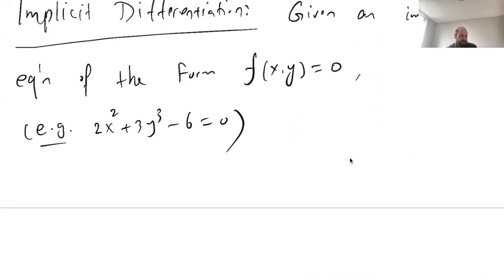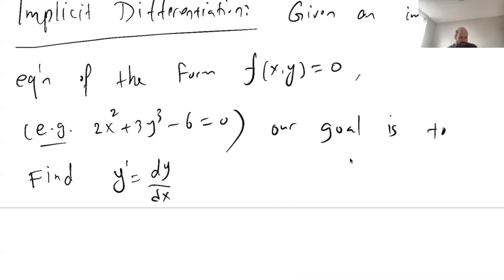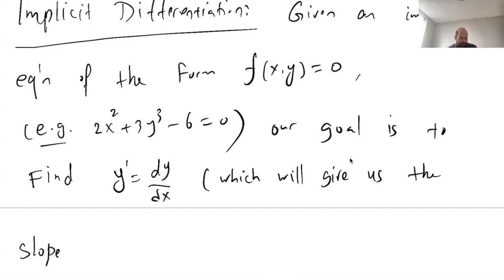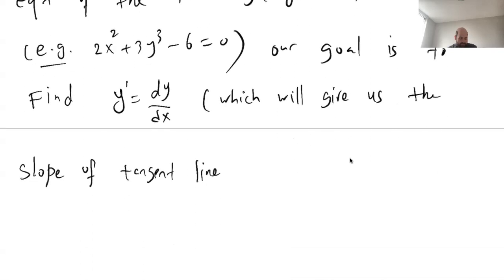So given an implicit equation of the form f of x and y equals 0, our goal is to find y prime equals dy to dx. So still, which will give us the slope of tangent line at any given point of the curve.